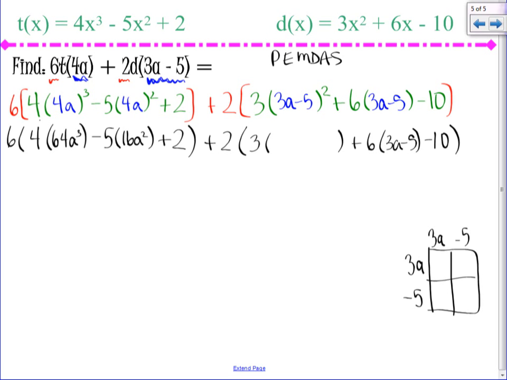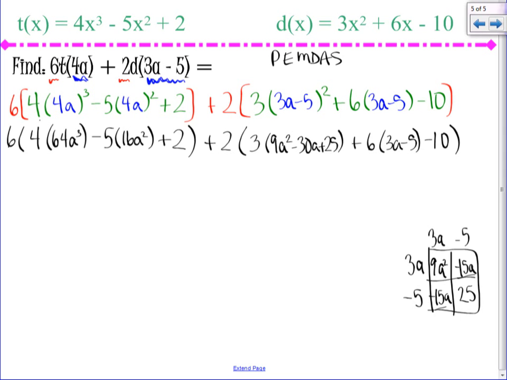So it looks like we've got 9a squared minus 15a minus 15a plus 25. We combine these two right here to get what? Negative 30a. So I'm going to write this thing in here. We've got 9a squared minus 30a plus 25.